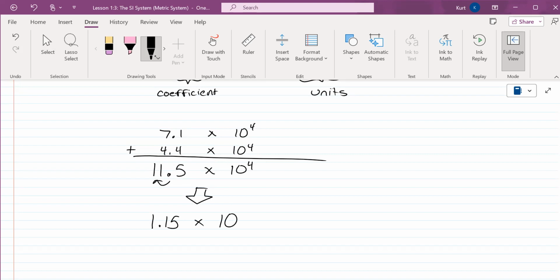And let's see if you can remember. When you're going to the left, are you going up, getting more positive, or are you going down, getting negative? So is it going to be 10 to the 5th or 10 to the 3rd? It will be 10 to the 5th.